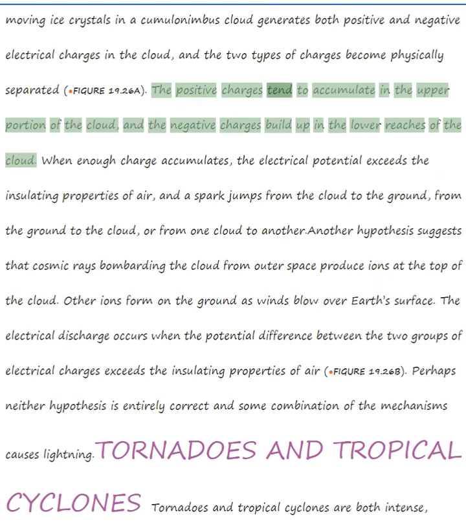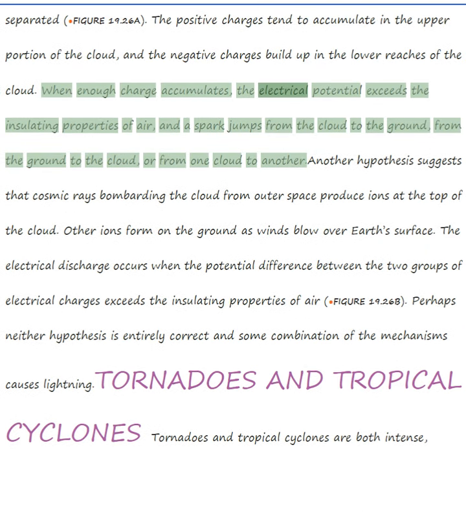The positive charges tend to accumulate in the upper portion of the cloud, and the negative charges build up in the lower reaches of the cloud. When enough charge accumulates, the electrical potential exceeds the insulating properties of air, and a spark jumps from the cloud to the ground, from the ground to the cloud, or from one cloud to another.